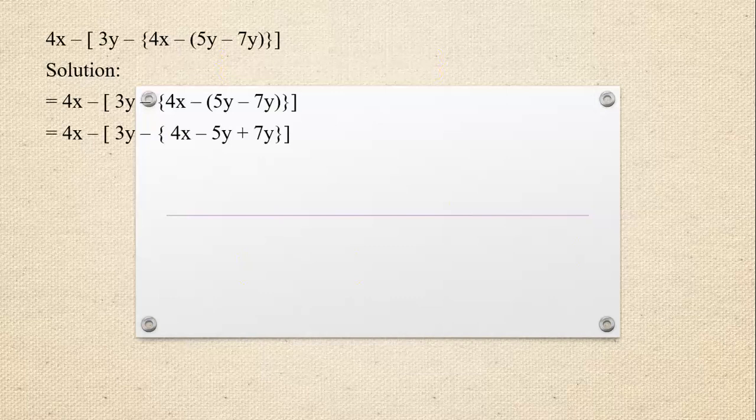The minus 5y plus 7y, this minus plus results minus. So 7y minus 5y, it will become 2y with the sign of addition, as the sign of the greater number, which is 7y, is plus here. So the expression will become 4x minus square bracket 3y minus curly bracket 4x plus 2y, curly bracket close, square bracket close. Now here we have two unlike terms inside the curly bracket.